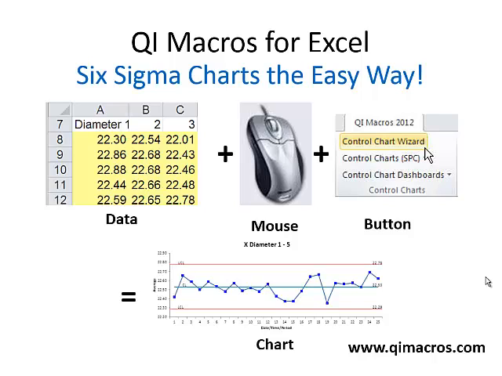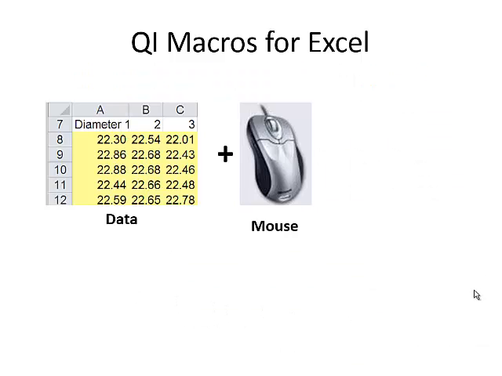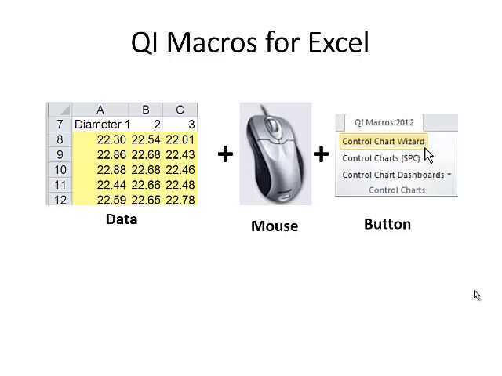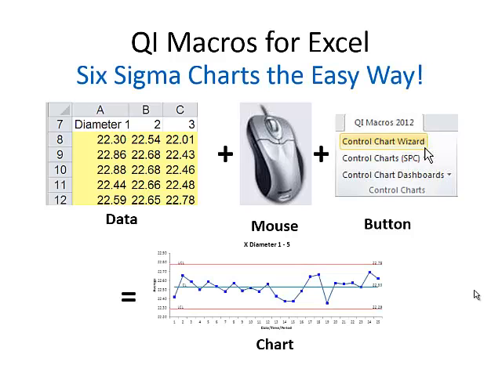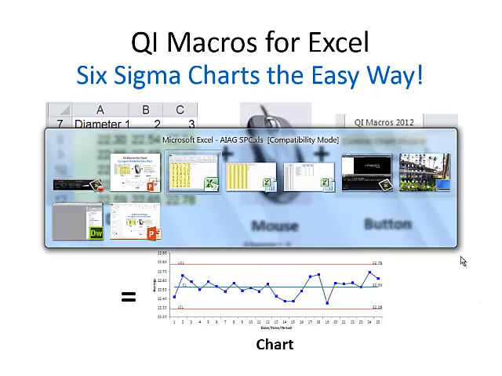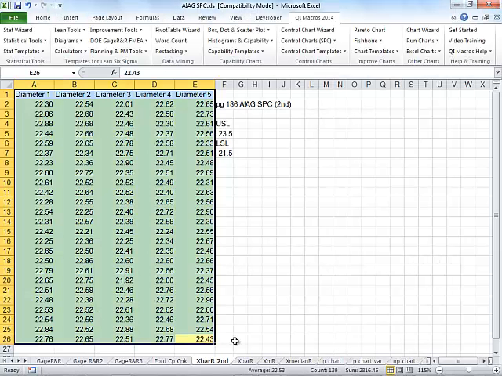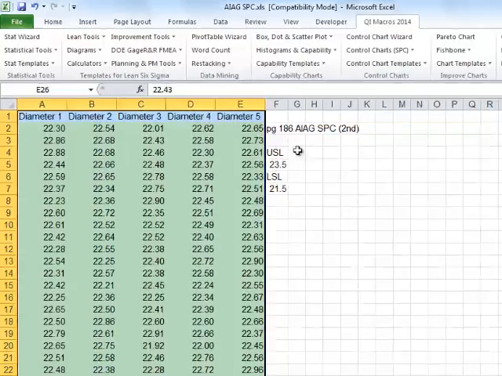It's easy to create Six Sigma charts and projects using the QI Macros for Excel. All you have to do is get some data, select it with your mouse, click on one of our chart wizards or other buttons to create a chart, and bingo, you get the chart automatically. It's just that simple. So here's some data from the Automotive Industry Action Group. These are diameters of something, who knows. And they have an upper spec and a lower spec.